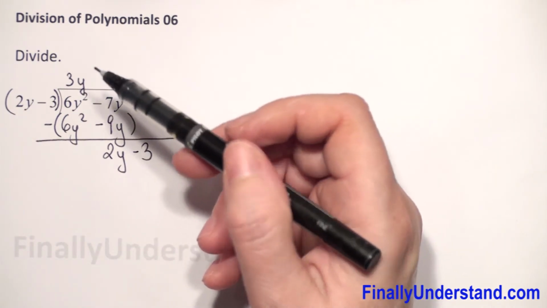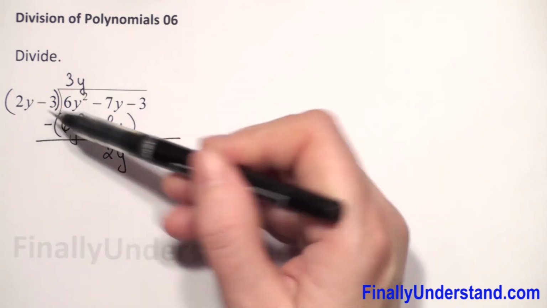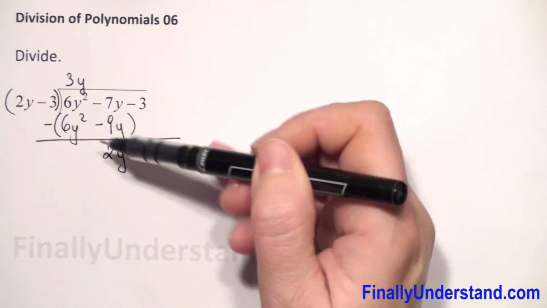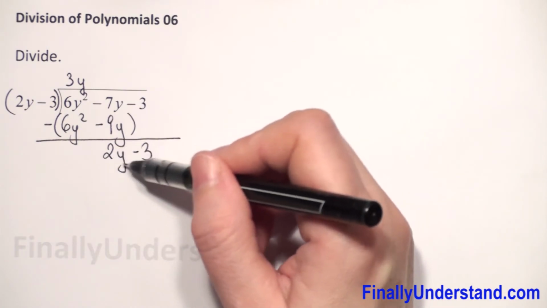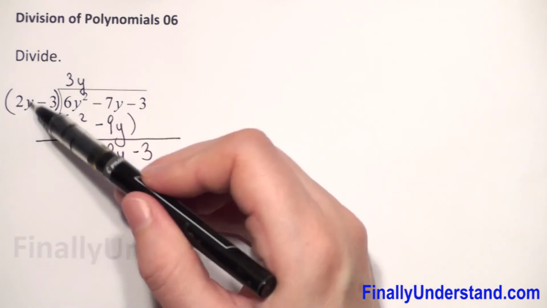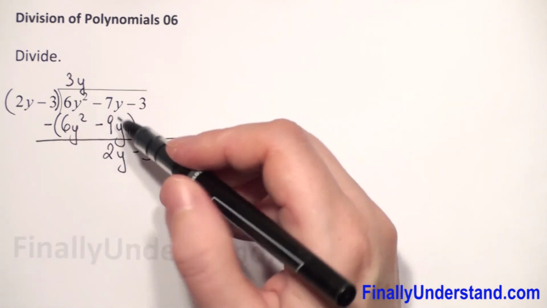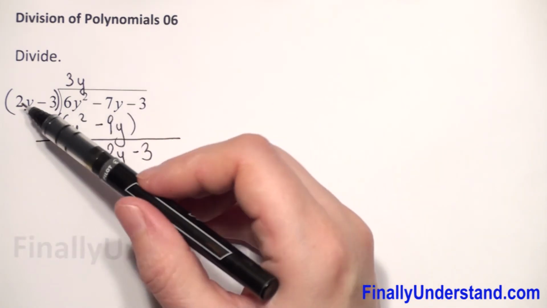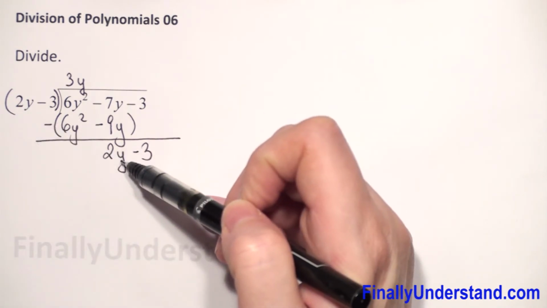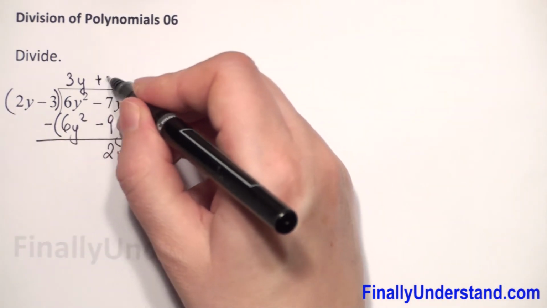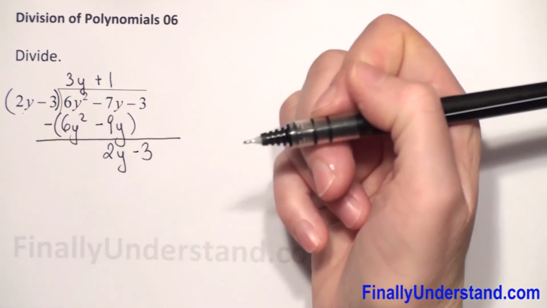Again, we have to check if the power is the same or greater. We can still do division. If the y is in a lower power than our divisor, we cannot do division. So 2y and 2y. By what do I have to multiply 2y to get 2y? By 1, of course, positive 1. 1 times 2y gives me 2y.